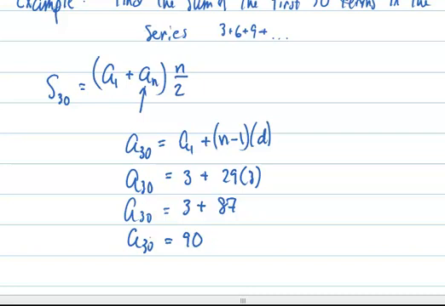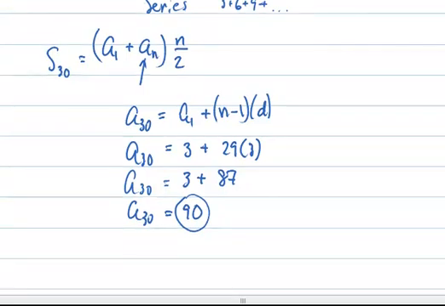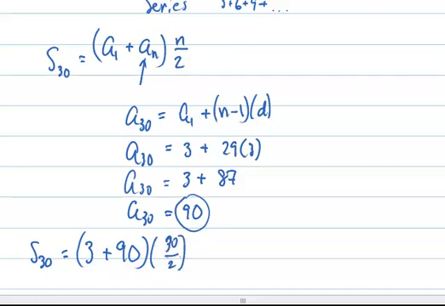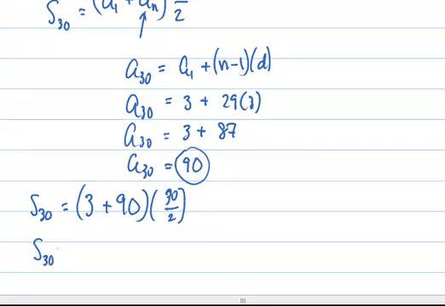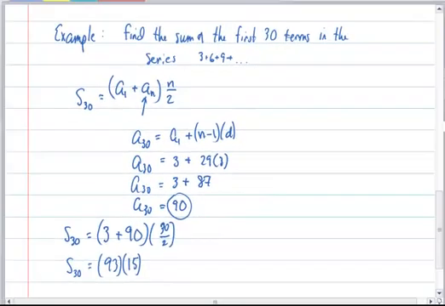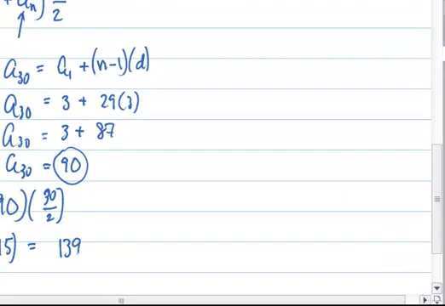So now you take that result and you plug that in for a_30 into the sum equation. So our first was equal to 3, our last was equal to 90. We're going to multiply that by 30 divided by 2, and we should get our answer. You just need to probably use a calculator, so that would be 93 times 15. And the sum of all these numbers would be 1,395.